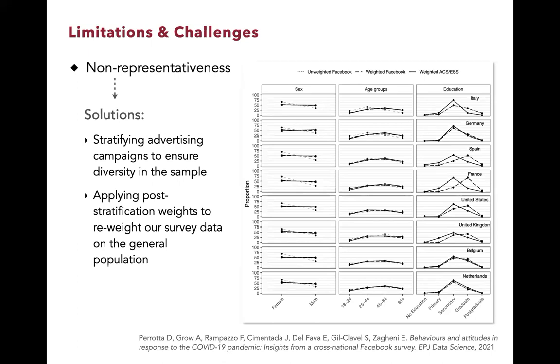And the second solution is applying post-stratification weights to reweight your survey data on the general population, as we did in all our studies, in order to correct for this bias in our data and ensure that our estimates approximate a representative sample of the population, at least in the central demographic variables.